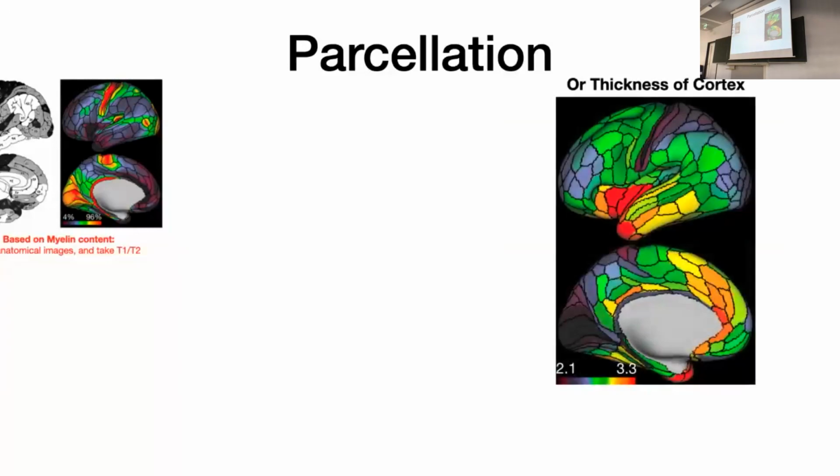But that's not the only thing you can do. You can also look at just more basic anatomy. You can just look at the thickness of the cortex.